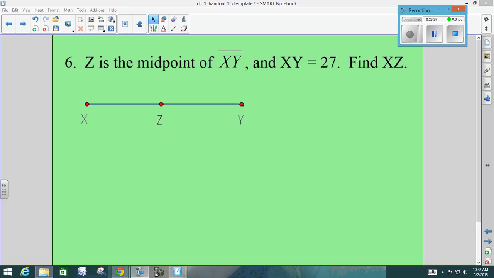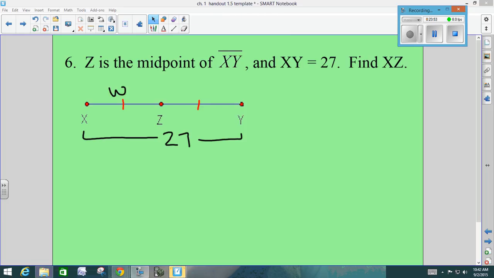Z is the midpoint of segment XY. If Z is the midpoint of the segment, where is it located? In the middle. So what would I know about the left side and the right side? They're congruent. Good. Did you mark them congruent? Good. All right. The length of XY is 27. That would be the whole segment. We want to find just the length of XZ. If you want to call it W, you can find a value for it.